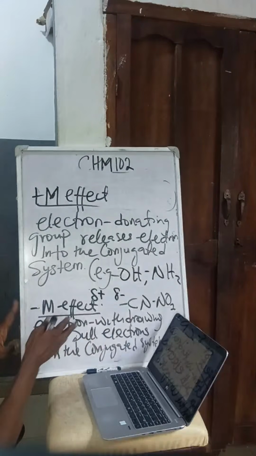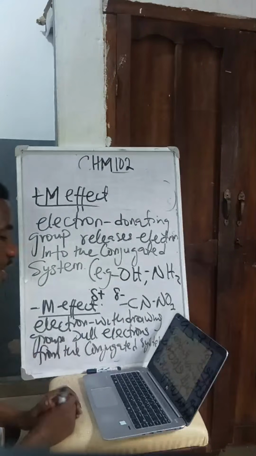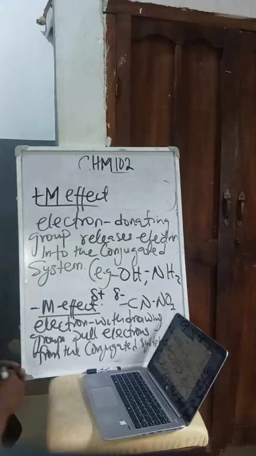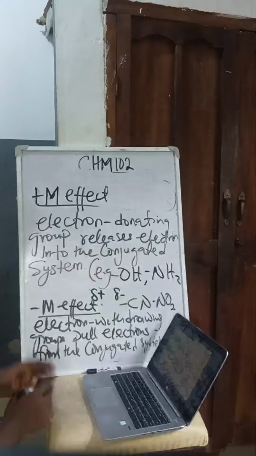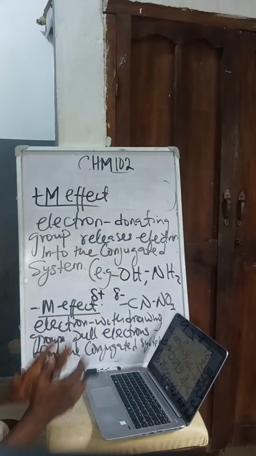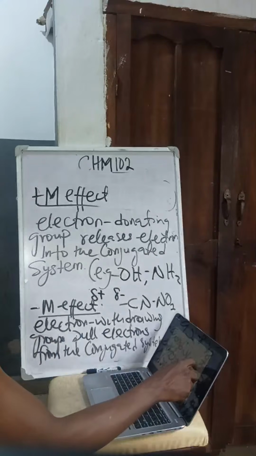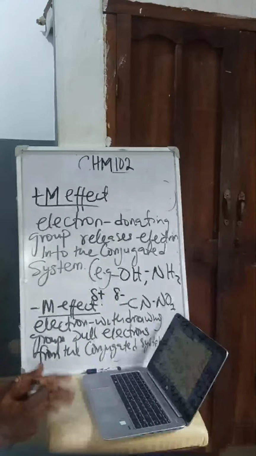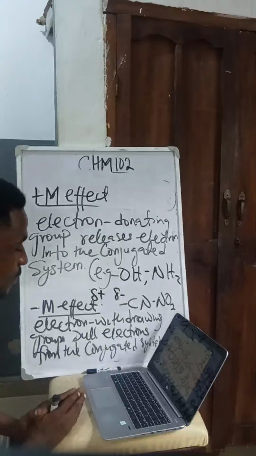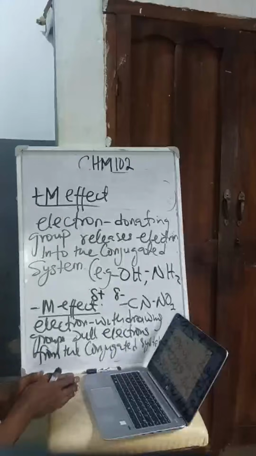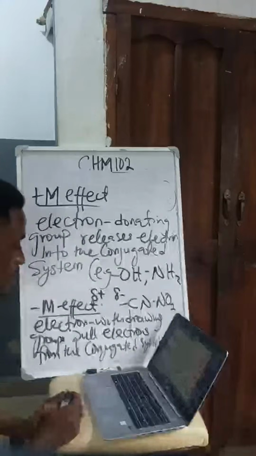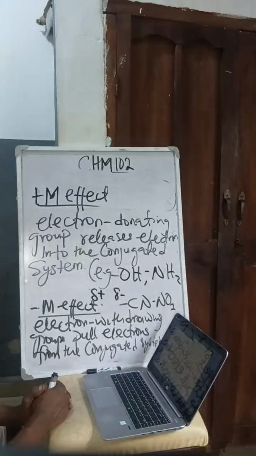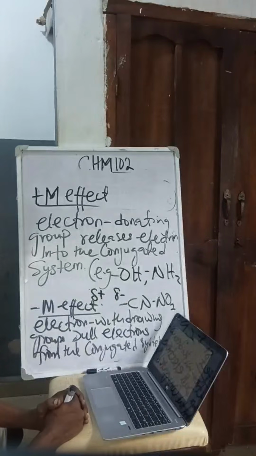So here, mesomeric effect is not a permanent effect. Mesomeric effect is not a permanent effect. Why? Inductive effect is a permanent effect. Okay, inductive effect is a permanent effect. Mesomeric effect is not a permanent effect. Okay, so it is very important to know that.